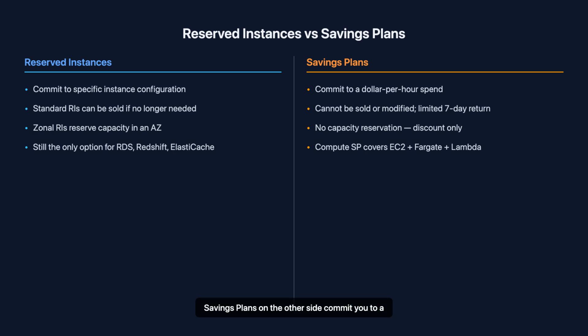Savings Plans, on the other side, commit you to a dollar-per-hour spend. They cannot be sold or modified. A return is technically possible within 7 days of purchase in the same calendar month, but only for plans with an hourly commitment of $100 or less. So for most meaningful commitments, treat them as permanent. They give a discount but no capacity reservation, and the Compute version is the only thing that covers Fargate and Lambda.